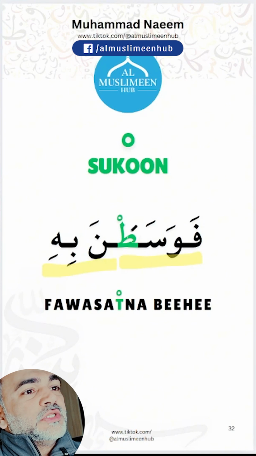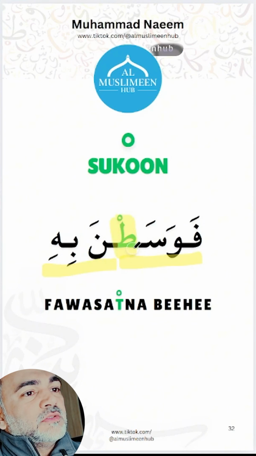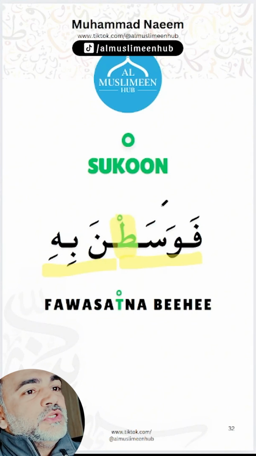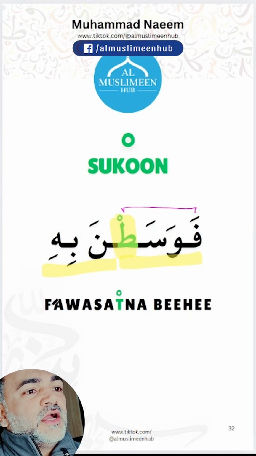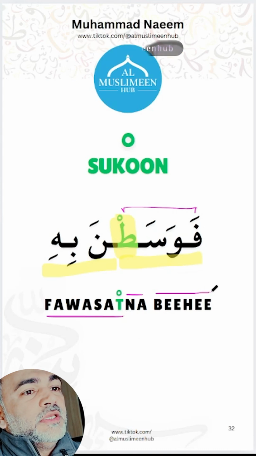Okay, so you can see the ta is having the sukoon. That means we need to read the whole word till here, and pause on ta before we continue reading the whole word. So in this case, I read fawasat, I stop here, na bihi.